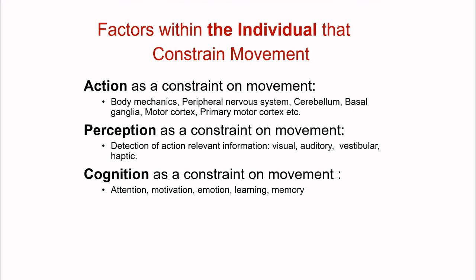Lastly, we have cognition. This includes factors such as attention, motivation, emotion, learning, and memory. Children with autism and developmental coordination disorder have associated cognitive problems such as poor attention span. Patients affected by traumatic brain injury can have difficulty learning new tasks, but can often do the tasks they used to do before the injury just fine. This here is an example of how motor impairments can be related to memory impairments.